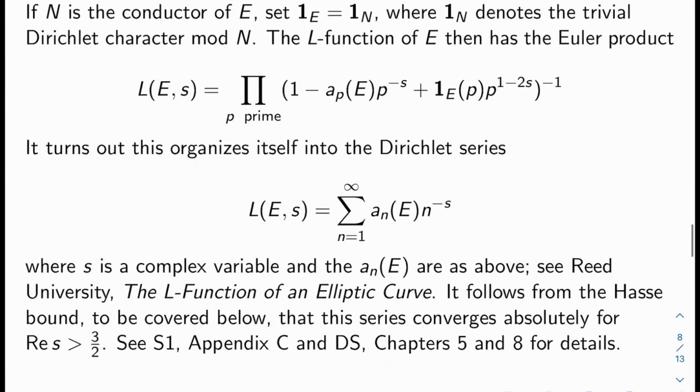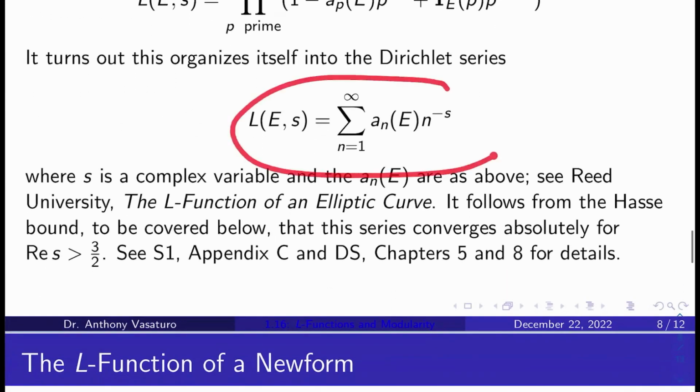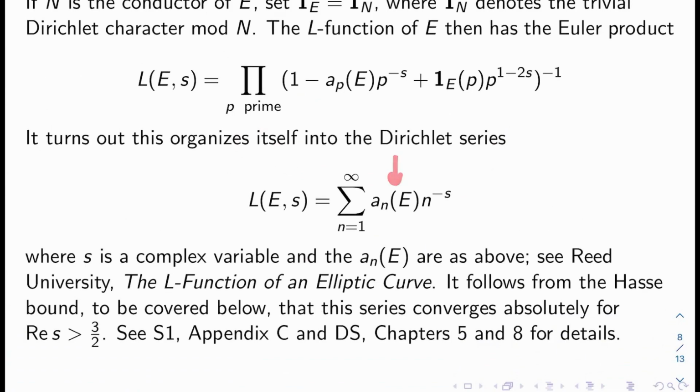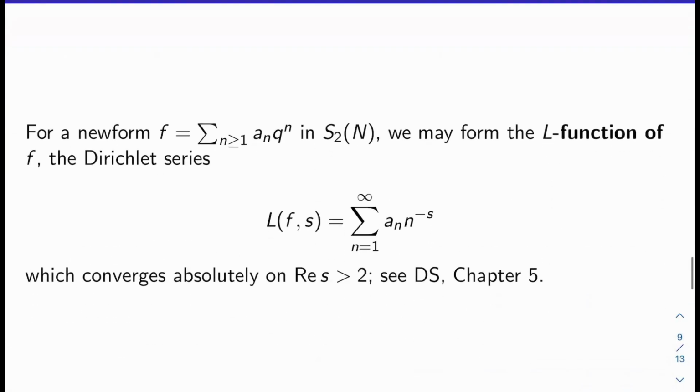All right. So here's how I like to think of the L function personally. It's the Dirichlet series whose coefficients are these a_n(E)'s from slide 1. All right. How about the L function of a newform, or more generally, a cusp form? For a newform f with Fourier coefficients a_n in S_2(N), we can form the L function of f, and it's just the Dirichlet series L(f, s), which is the sum from n equals 1 to infinity of a_n times n to the negative s.